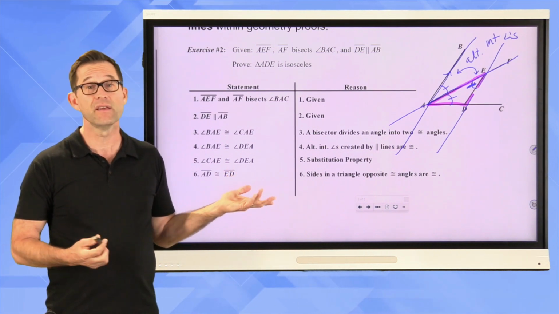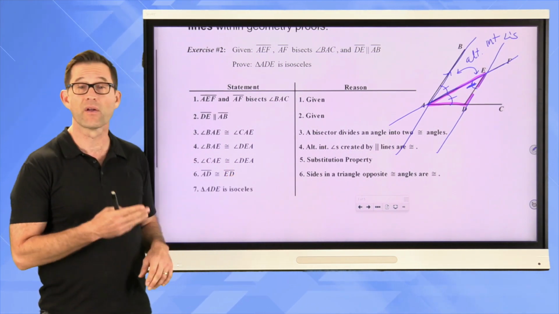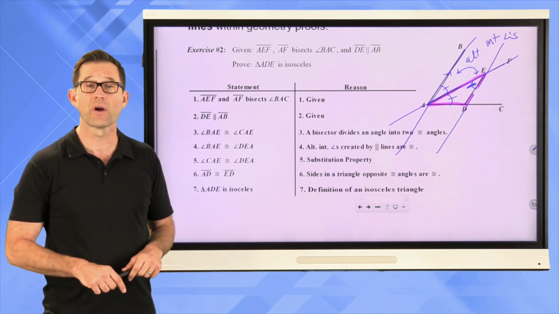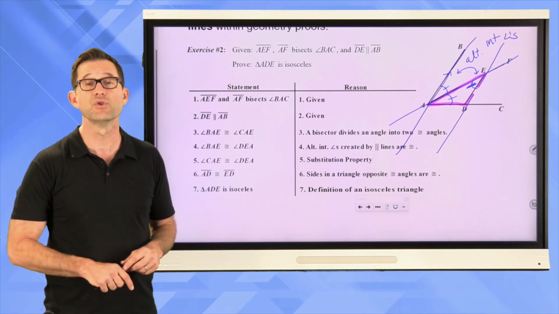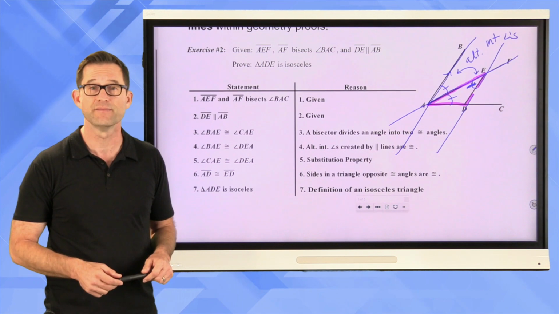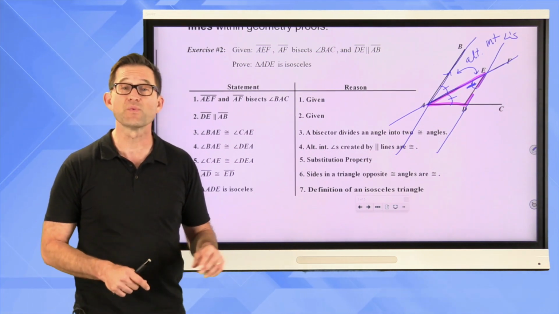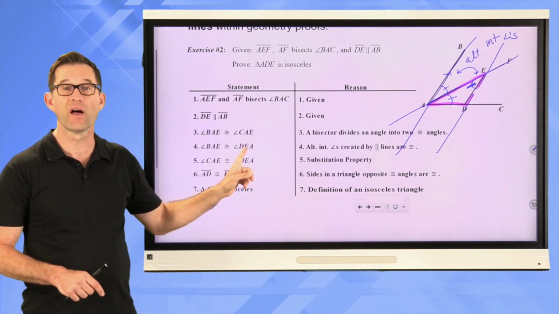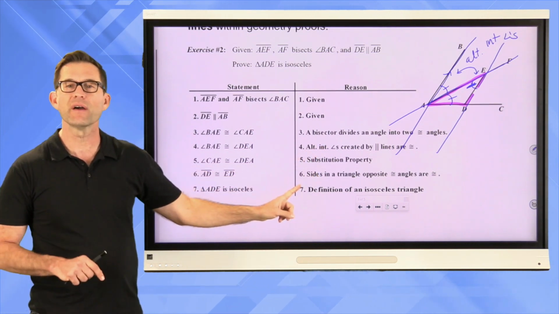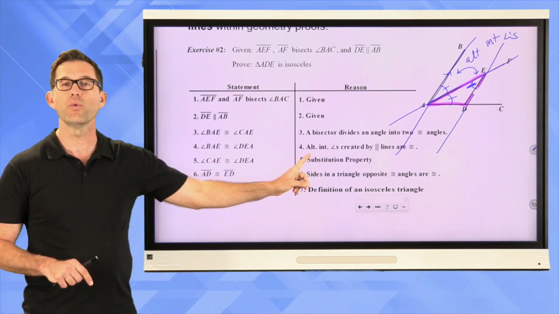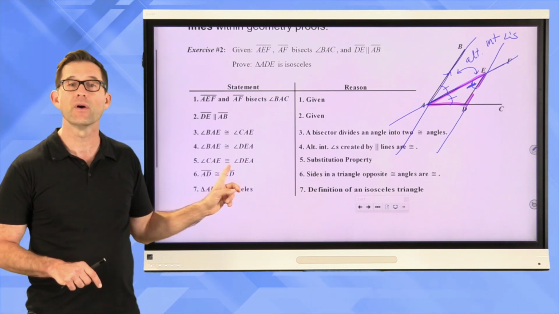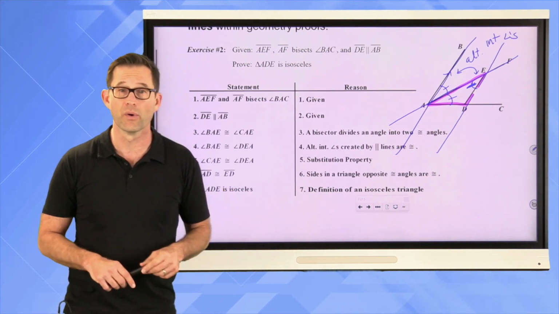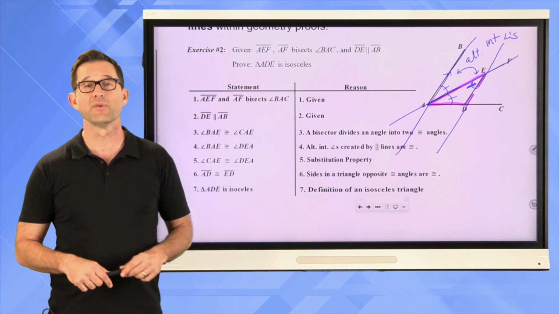But once I have that AD and ED are congruent, I can now say that triangle ADE is isosceles by the definition of an isosceles triangle. Or you could say because any triangle that has two congruent sides must be isosceles. It's really cool because we have two things going on here. We've got parallel line properties and the angles that they tell us are congruent. But we also have the idea that if we have a triangle where two angles are congruent, that's line 5, we can then conclude that the sides opposite of those two congruent angles are also congruent. So two important principles in this proof.